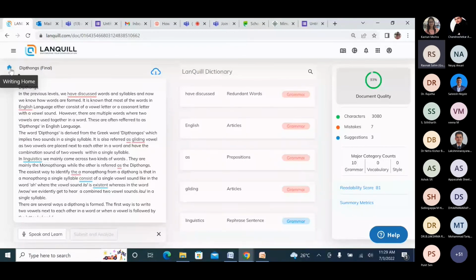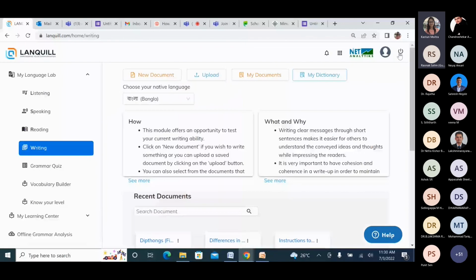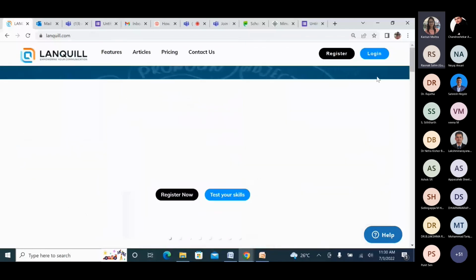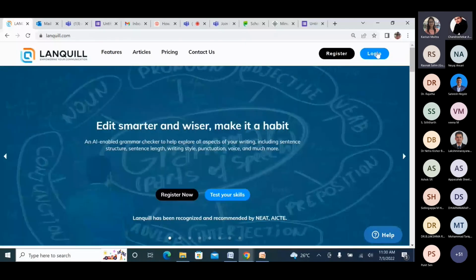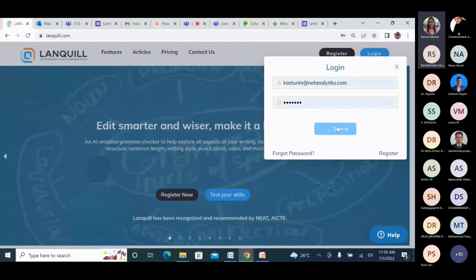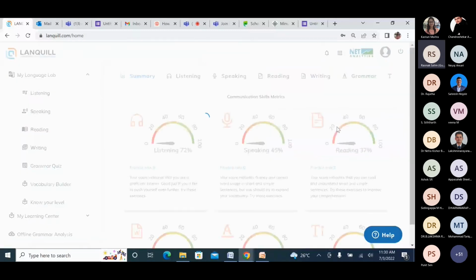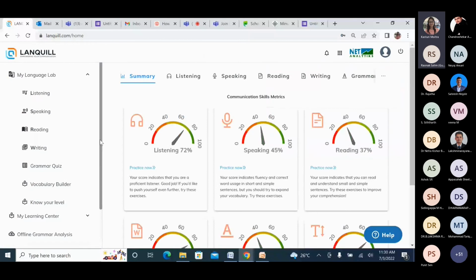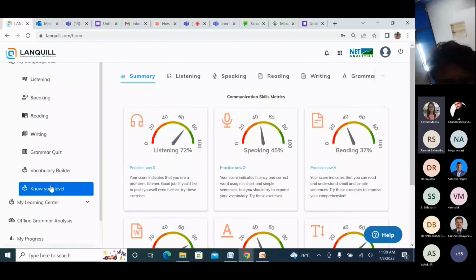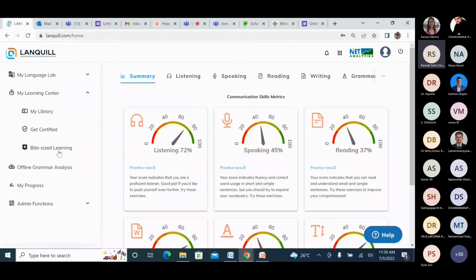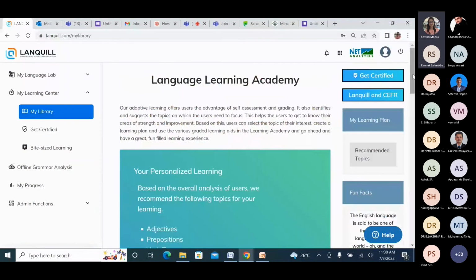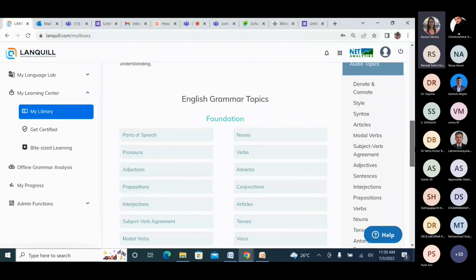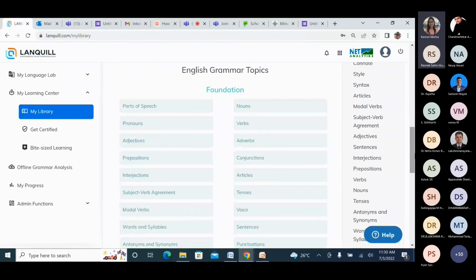I'll just log out. This is the Langquill platform, wherein you can log in with the credentials that have been provided. Just like Satish sir has already shared in the last session, you can go to My Learning Center here, and then we have the My Library section. This My Library section would provide you with all the content for the topics that we have covered in these two sessions, and even what we are going to cover in the next sessions.